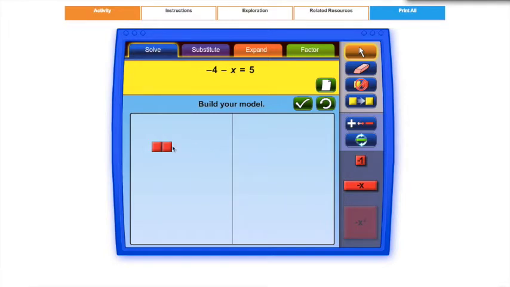So negative 4 means 4 negative ones are included as negative 4. And negative x means 1 red block. If it is green, it is positive x. If it is red, it is called negative x. Which is equal to positive 5, so we are bringing 5 yellow blocks.